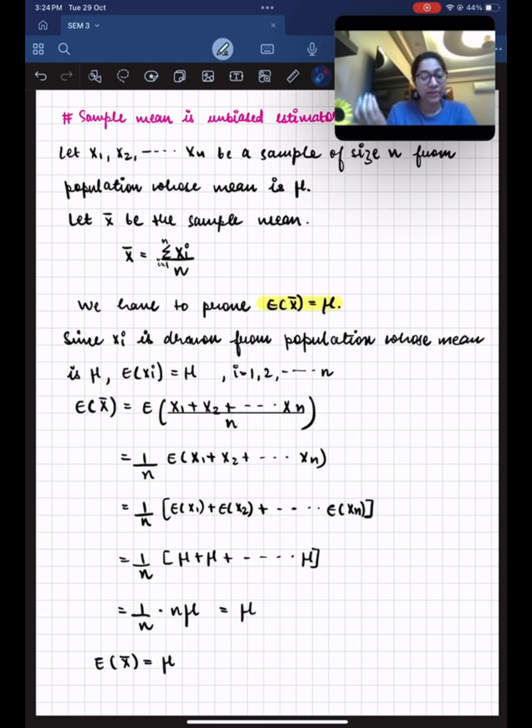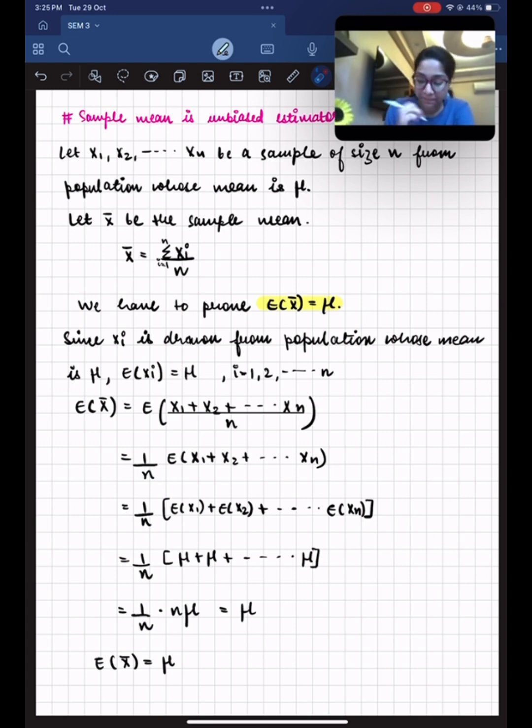So now to prove that, or see if the sample mean is actually an unbiased estimator for the population mean, we'll see that since xi is drawn from the population whose mean is mu, expectation of xi will also be equal to mu, where values of i can range from 1 to n. So expectation of x bar will be equal to expectation of summation xi upon n, and here we will expand this to x1 plus x2 plus x3 and so on till xn divided by n.